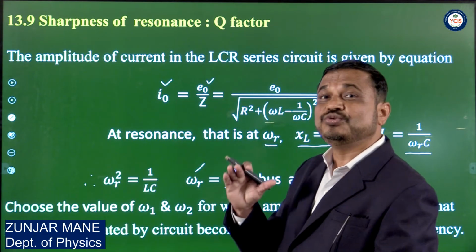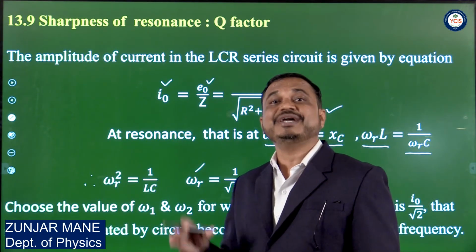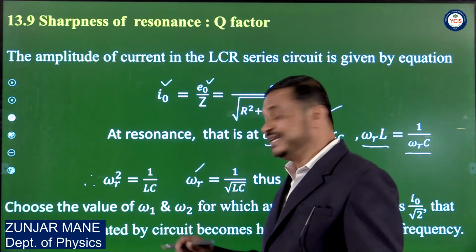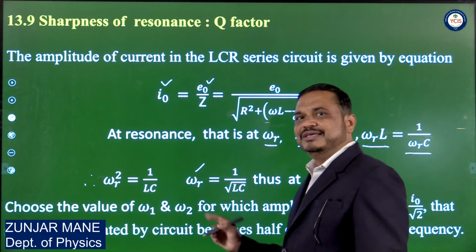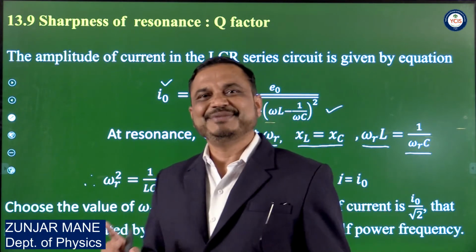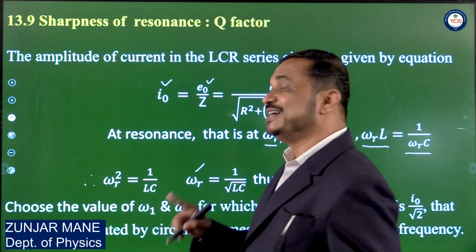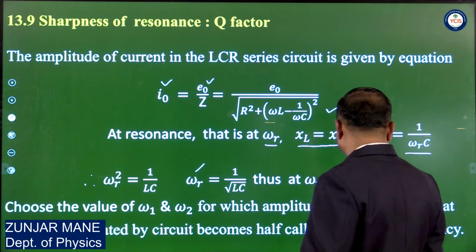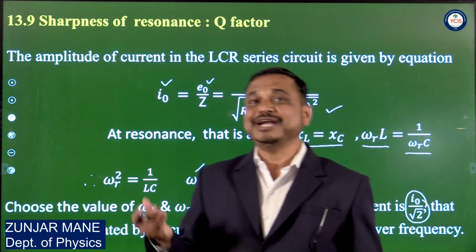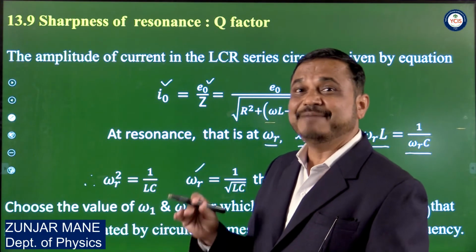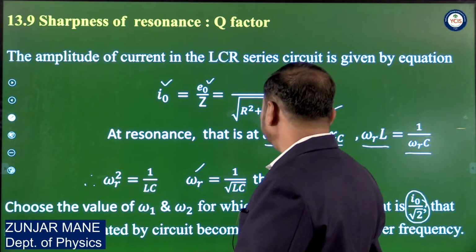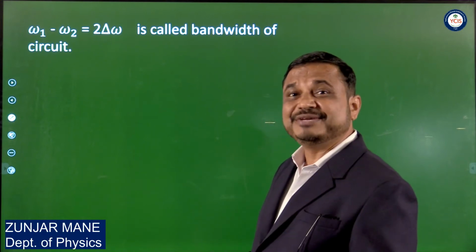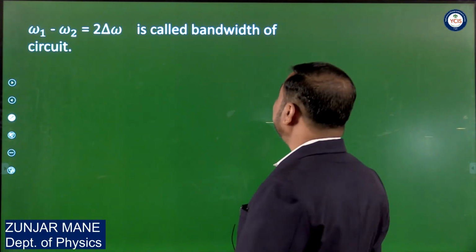Now choose the two angular frequencies omega 1 and omega 2, for which the power dissipated by the circuit is half. So if the power dissipated by the circuit is half, then the current flowing through that circuit will be I0 upon root 2. So choose the upper and lower frequency for which the amplitude of current is I0 upon root 2. Suppose that the two frequencies are omega 1 and omega 2.